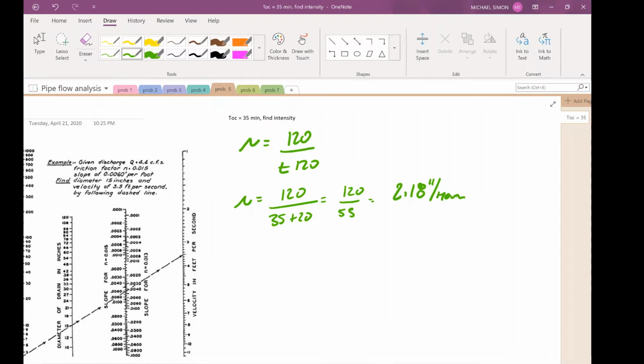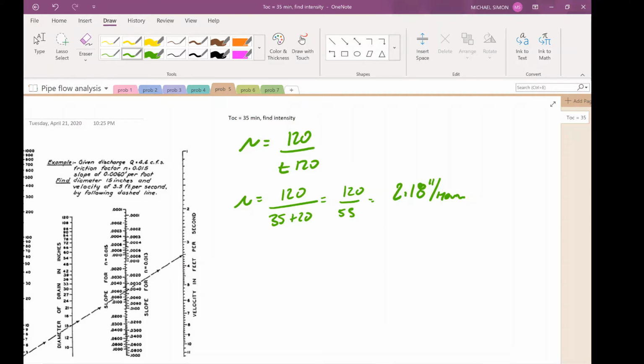The recharge basin will be designed to handle typically 5 to 8 inches of rain. That's over a 24-hour period of time. Flow rates of intensities of 2.18 inches per hour are typically going to be shorter duration rainstorms. You're not going to be seeing stuff lasting for hours and hours of rain.